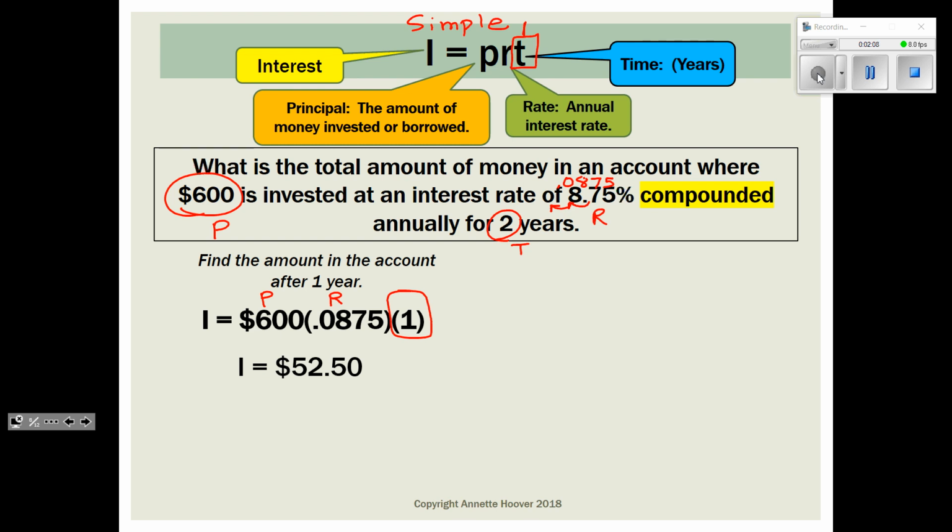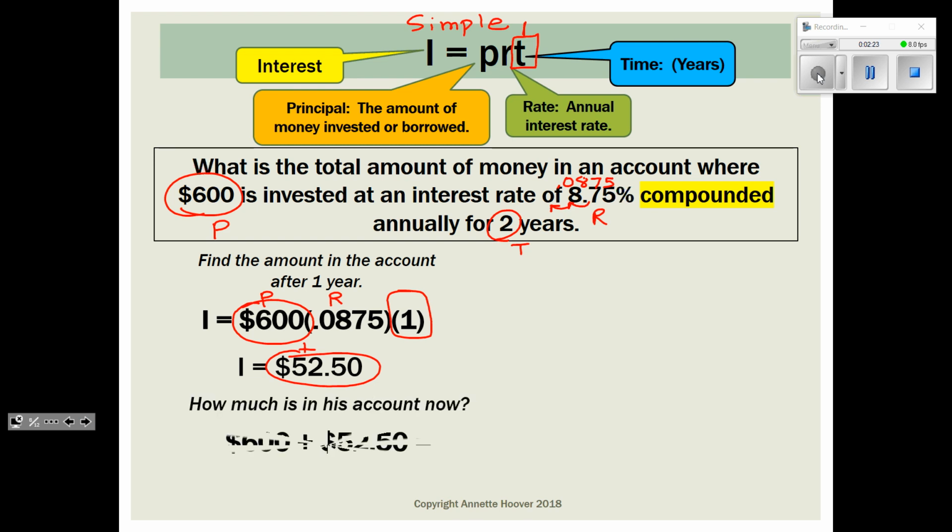So how much is now in the account? Remember that the initial deposit was $600. After a year, you earned $52.50. So if we add those two together, we can find out how much is in his account now, and that would be $652.50. Now here is how compound interest is different.